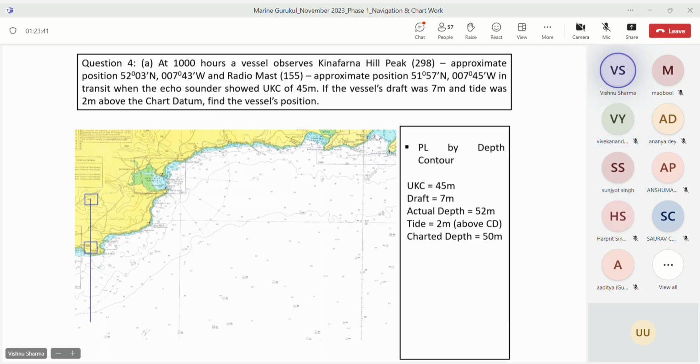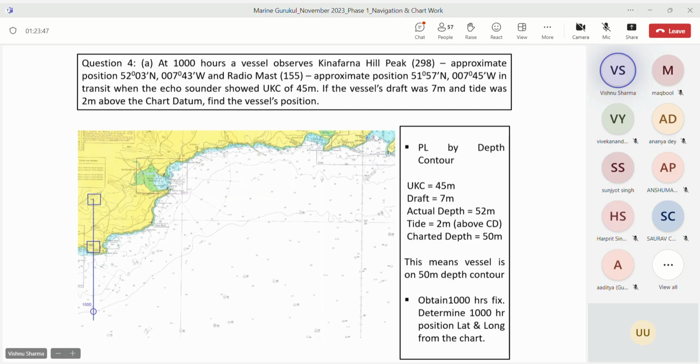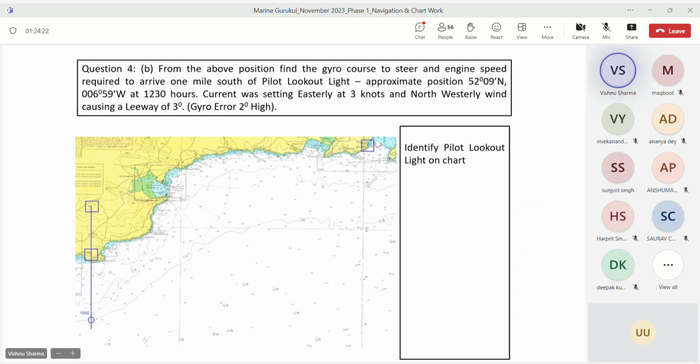And where does the transit PL intersect the depth contour? It intersects here on the chart. So this is the 1000 hour fix. Yes or no? Is that clear, guys? Find the vessel's position. So you'll have to get the lat and long. All this working has to be on the answer sheet, and the position at 1000 hours has to be on the answer sheet. Is part A of question number 4 clear, beta? Okay, we go to part B.